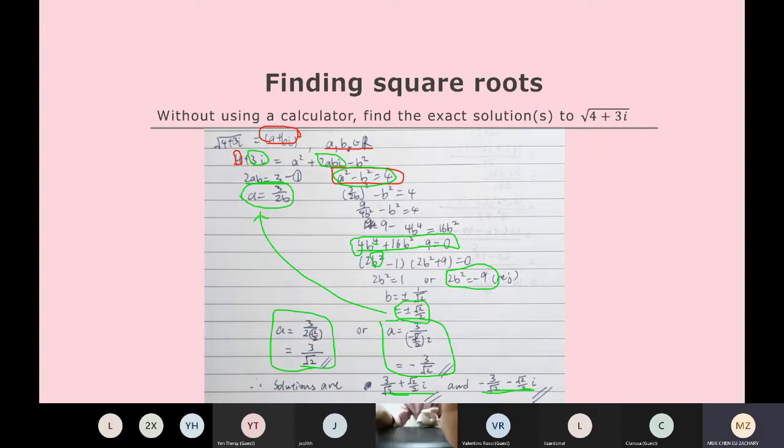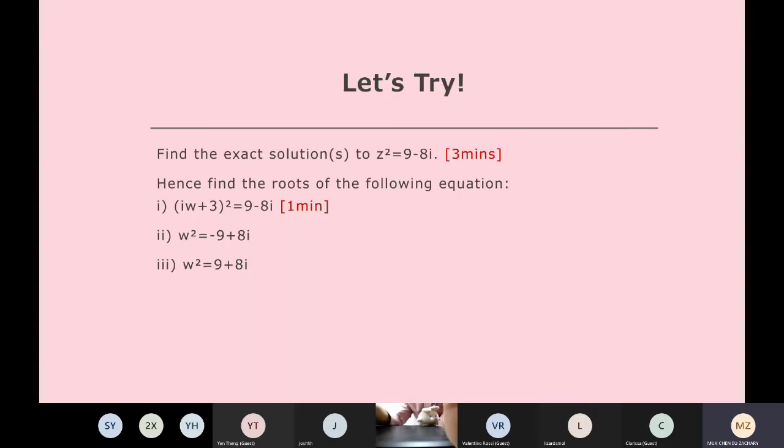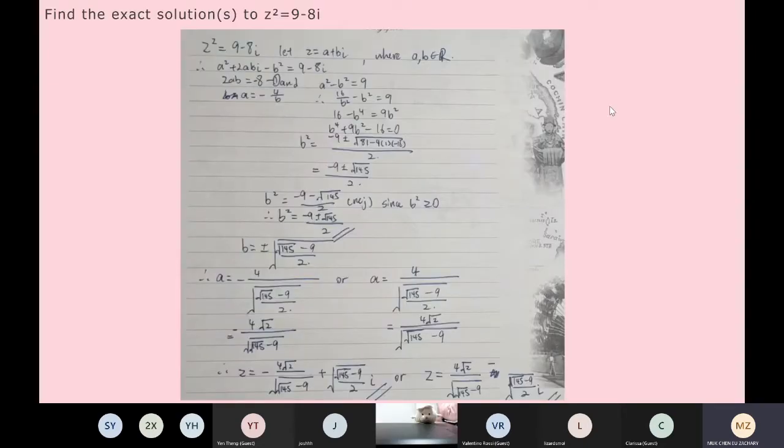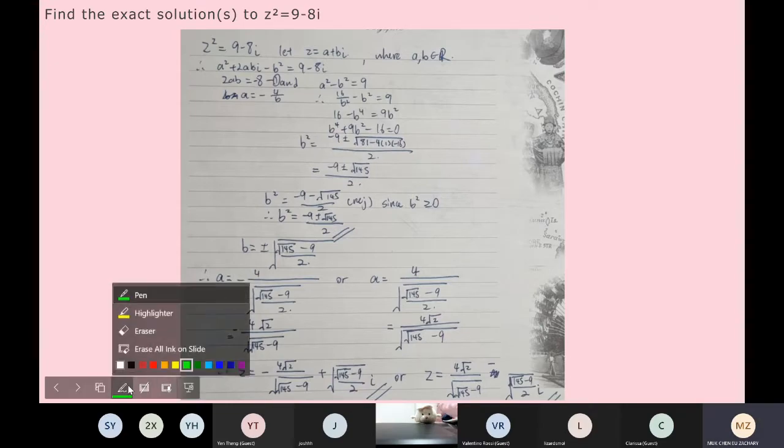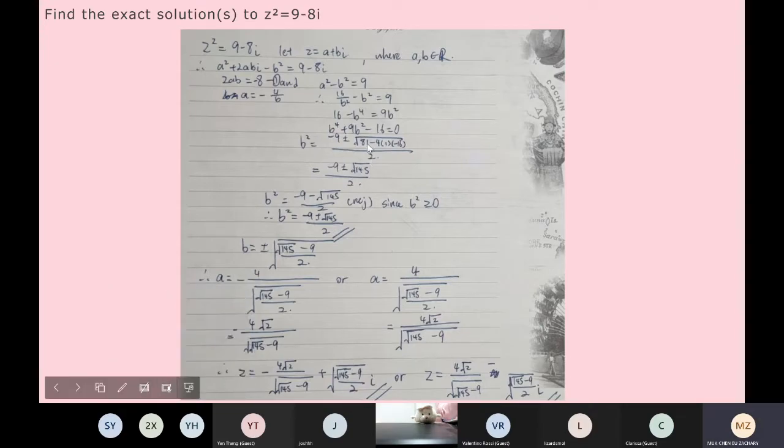All right, move on to the next question. So z squared equals to 9 minus 8i. What you do is, honestly, the same as the previous question, except now you got all these really nasty square root within a square root. Okay, that's the only hard part, honestly. Okay, so similarly, they've already given it to you, honestly.